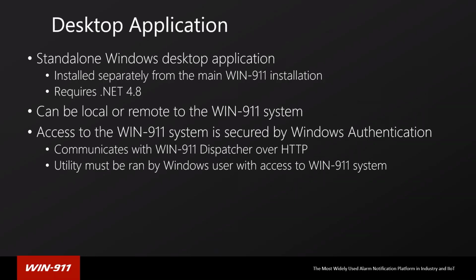Access to the WIN-911 system is secured with Windows authentication. So the contacts utility communicates with the dispatcher module over an HTTP endpoint, which is again secured by Windows authentication. While you don't necessarily log into the contacts utility, the Windows user account that it executes under needs to have permission to access the WIN-911 system, and I can go over that in the demo later so you can see exactly what I'm talking about.